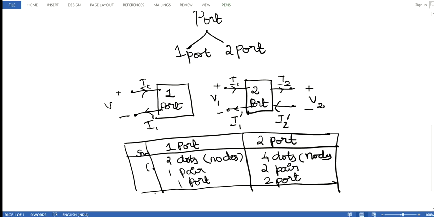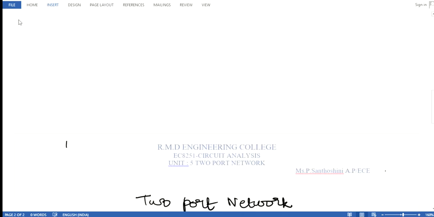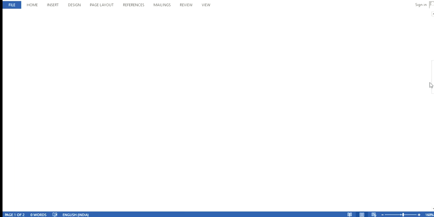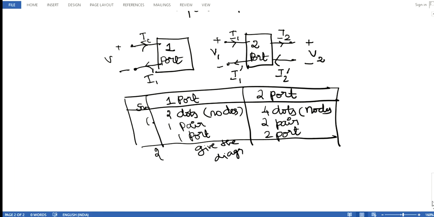So tell me the second. Give the diagram. Give the diagram above. So give the second point as the diagram. Okay. Then the third point will be the connection, that is, apply the KCL. So KCL, look at the diagram. The diagram will have I1. See here it is I1 and this is I1 dash.